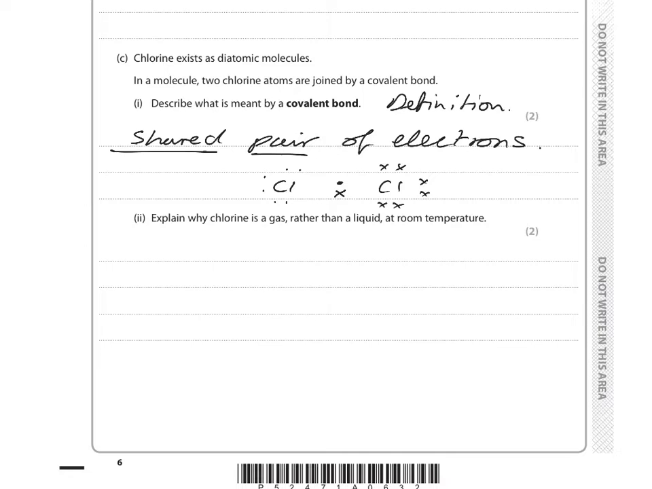The second bit, explain why chlorine is a gas rather than a liquid at room temperature. Now, things are gases because they have low boiling points, so they've already reached their boiling point and they've boiled and they are gases. So you've got 1 mark for saying that it has a low boiling point. Now, there are a number of ways that you could get the other mark, and you have to recognise the structure of chlorine gas.